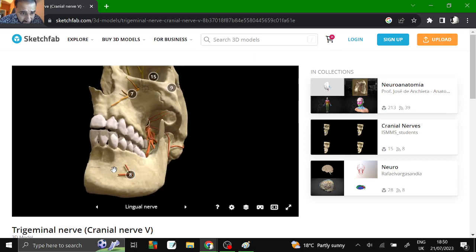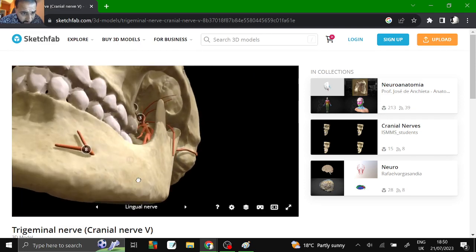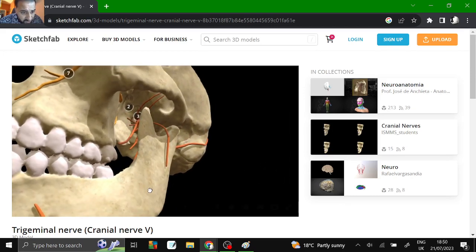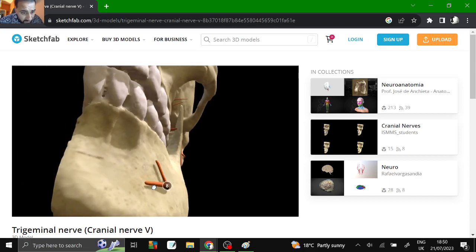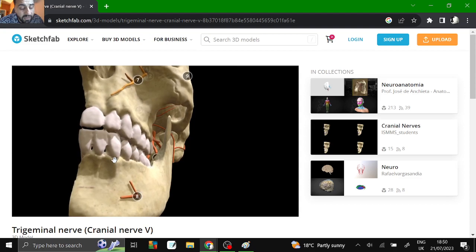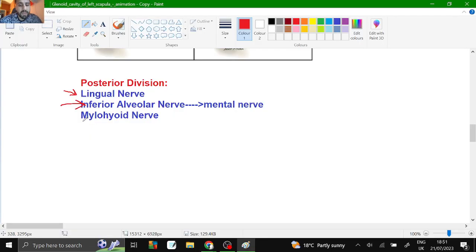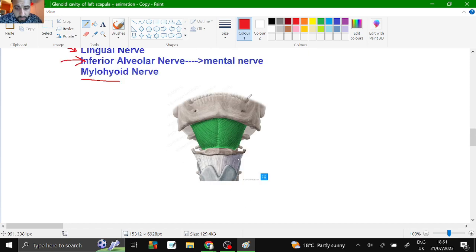And once it reaches here, it will give a branch that will come out of this foramen. This is called the mental nerve. The mental nerve, mental in Latin, means chin, and it will go and supply the chin region and the skin over the chin region. However, the inferior alveolar nerve, since it's running inside the mandible, will supply all the teeth of the mandible. And the last one is called mylohyoid, and it will go and supply the mylohyoid muscle. This muscle is helping the tongue for swallowing.